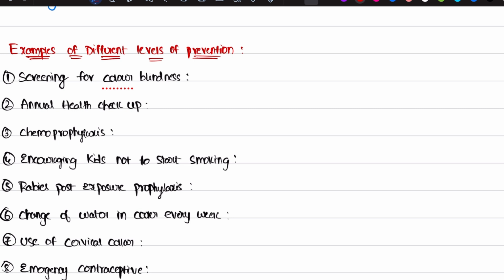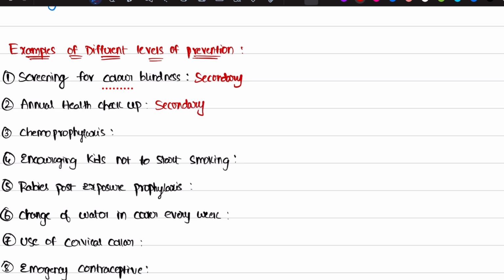Screening test for color blindness. I already told you, screening comes under what level of prevention? Primordial or primary or secondary or tertiary? It's not primordial, it's not primary, it is screening. So secondary level of prevention. Annual health checkup, I already told you whatever the tests we are going to do and whatever the health checkups, it comes under secondary.